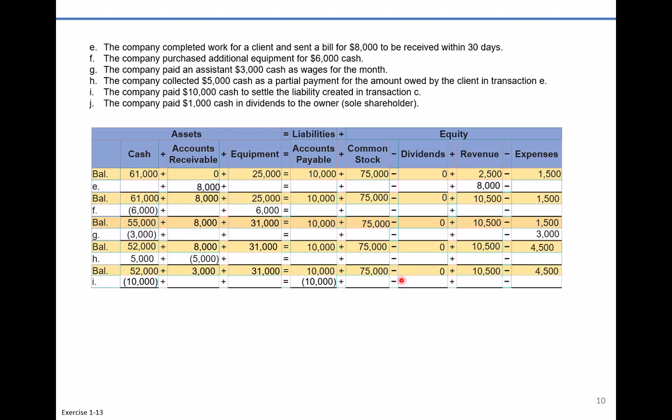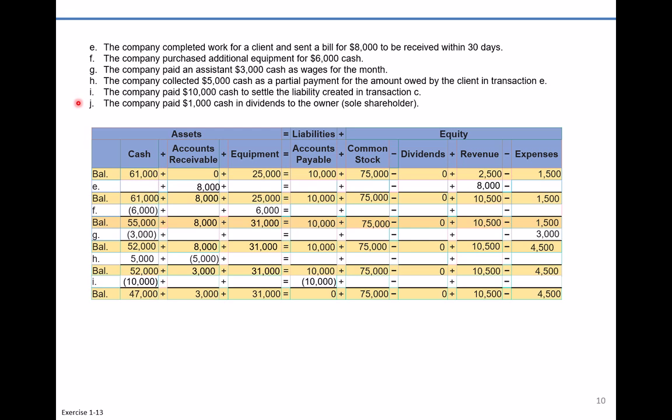Transaction I, the company paid $10,000 cash to settle the liability created in C. So I went ahead and put this up for you because it's getting a lot of information on here now. Remember that liability? We are liable for $10,000. We bought something on credit. Now we're paying that off. Transaction I shows that account for $10,000 being paid off. What happens to cash? Well, that goes down by $10,000 as well. We update our balances, and cash is now at 47. Accounts receivable and equipment haven't changed, but looky here, accounts payable have now been zeroed out. All of the other accounts stay the same, and our balance sheet is still in balance.